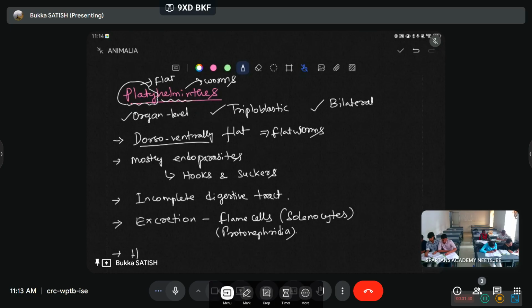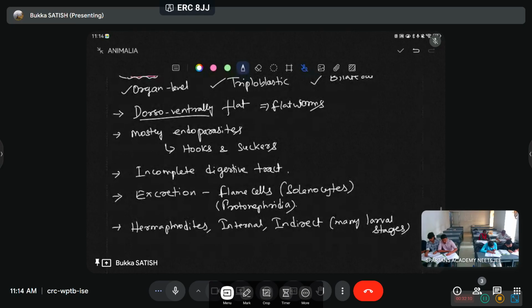Next, hermaphrodites, internal fertilization, indirect development. And here there are many larval stages, not just one. Normally there will be one larval stage only, but here you can see many larval stages in the life cycle.